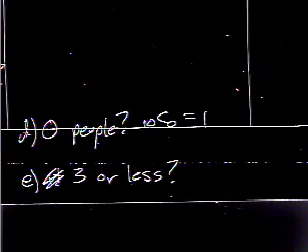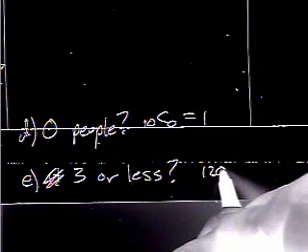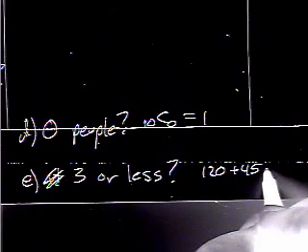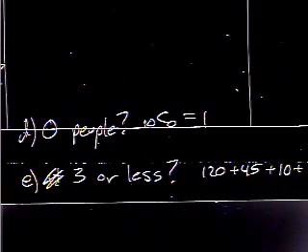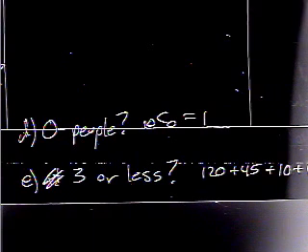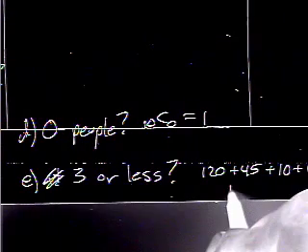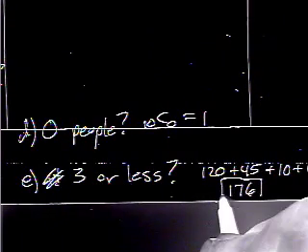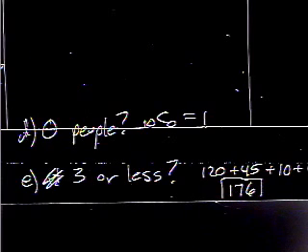Well, what about 3 or less? Well, that would be taking the 120 plus the 45 plus the 10 plus the 1, right? That would be adding all of the ones that we found before. 120 plus 45 plus 10 plus 1 gives me 176 different ways that I could choose a group of 3 or less.